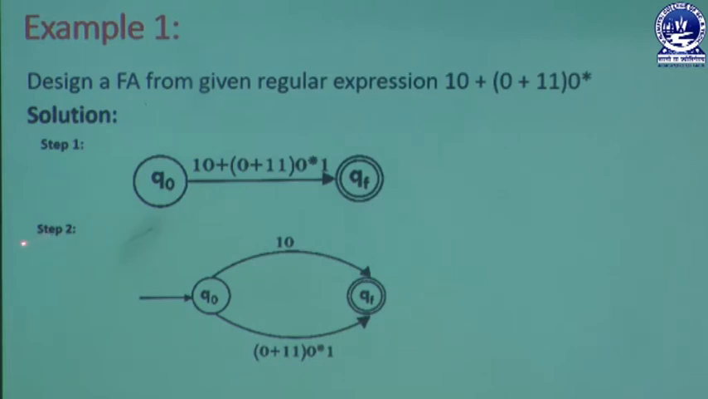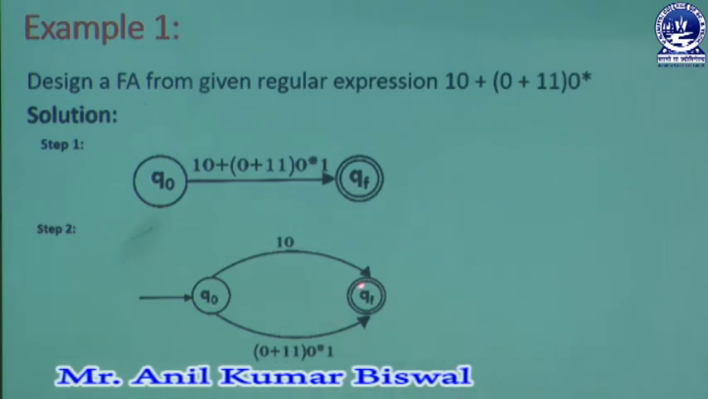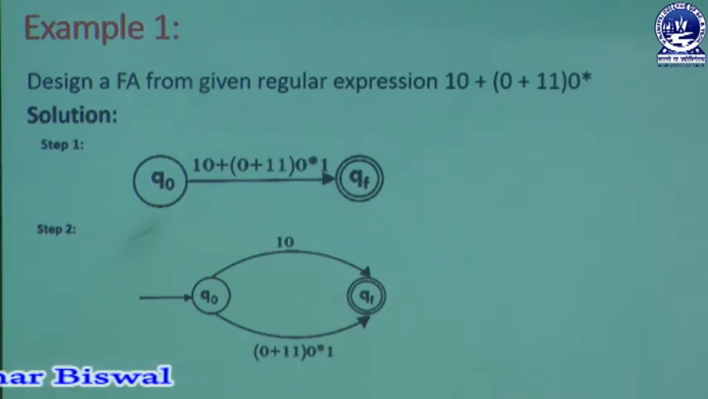In step 2, we divide this using the union property, that is plus. First, Q0 can take input 10 and create a final state known as QF. Similarly, Q0 can take 0 + 11 0* 1, and this expression then creates a final output QF. In this way we get the step 2 diagram, which is a half part of the overall expression concept.